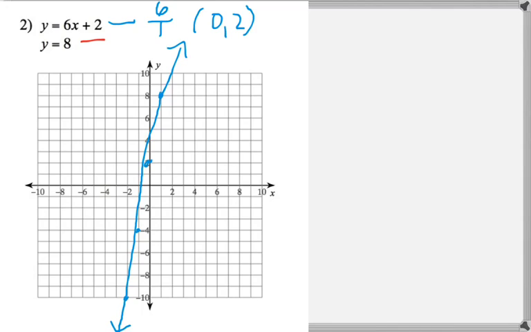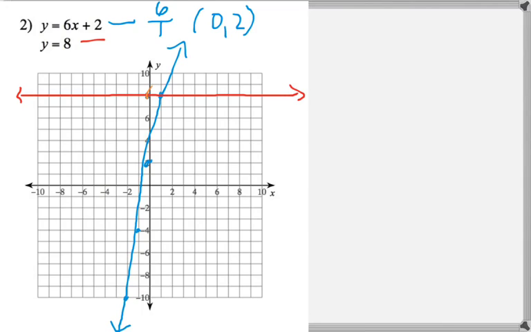And let's switch to red. So our second one is y equals 8. That is one of our special lines. Anytime you have y equals a number, it is a horizontal line located through the y-axis at that number. So that would be a horizontal line right here through y equals 8. So we now have step 1 and step 2. Both of our lines are drawn.